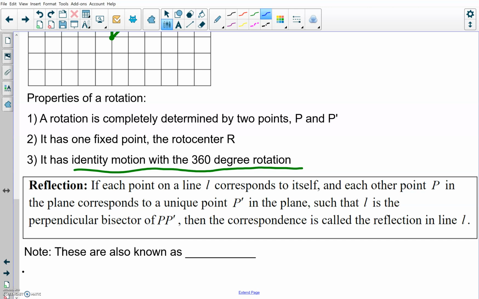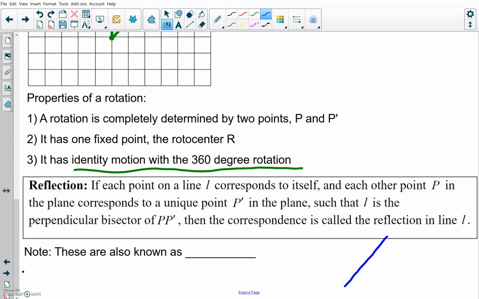Okay, a reflection. This one's got a lot of words to it, and I'll draw a little picture after we go through it. But if each point on the line L corresponds to itself, so it's just this line L that doesn't move, basically, each other point P in the plane corresponds to a unique point P prime in the plane, such that L is the perpendicular bisector of the segment PP prime. That's a whole lot to take in, but let's draw this.